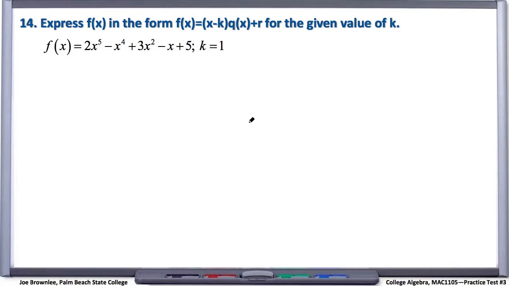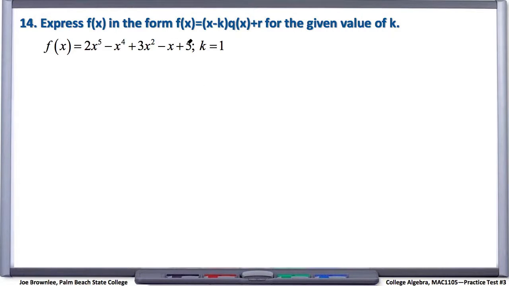Number 14, express f of x in the form f of x equals quantity x minus k times q of x plus r for the given value of k. And we've been given the function f of x equals 2x to the fifth minus x to the fourth plus 3x squared minus x plus 5. And we're told k equals 1.